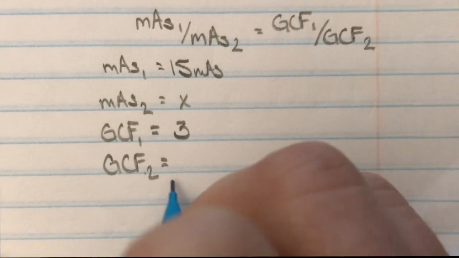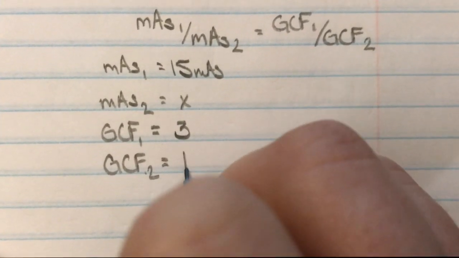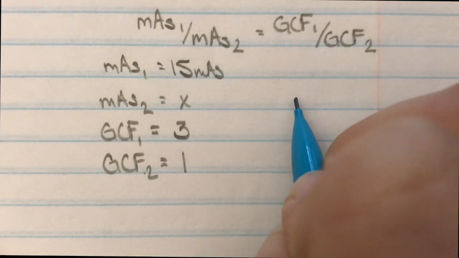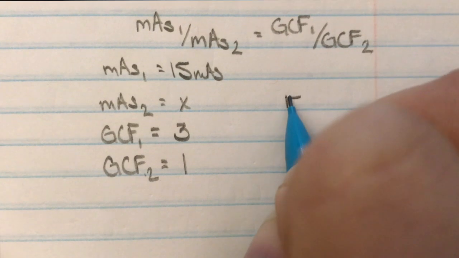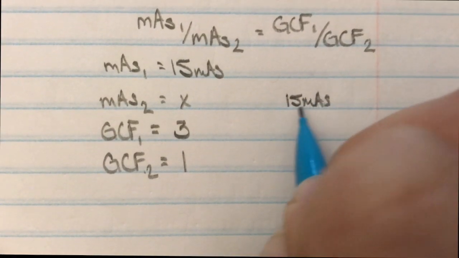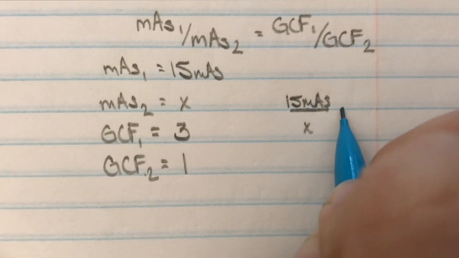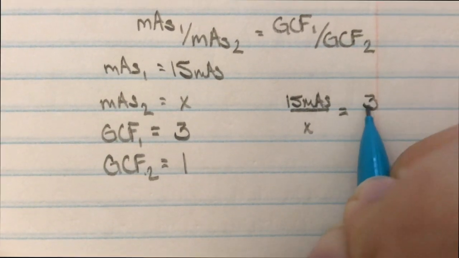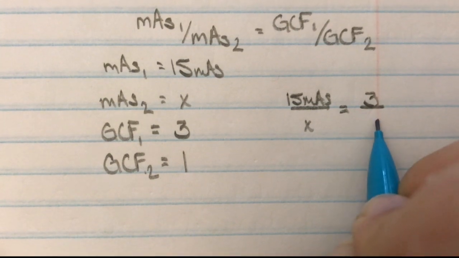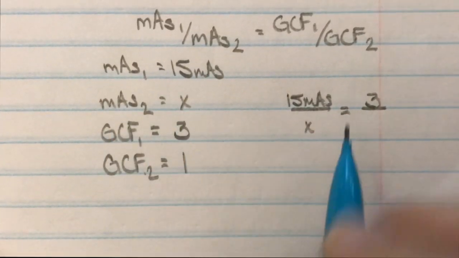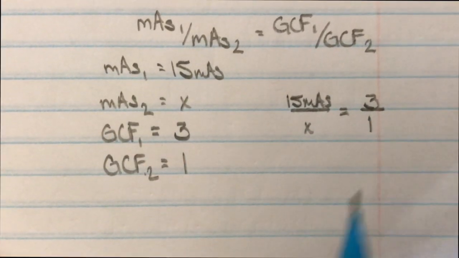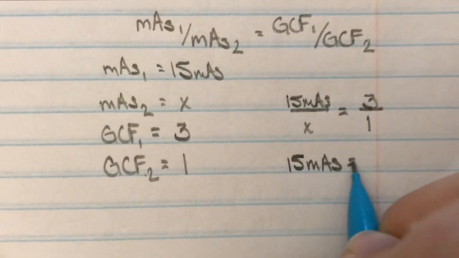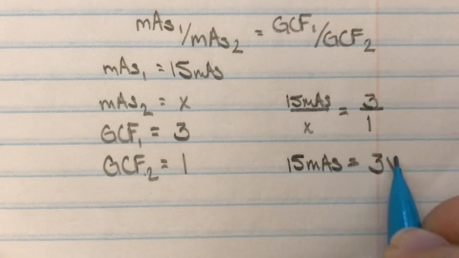without a grid. Grid correction factor with no grid is 1. So we have the information we need. We can set this up. So we have 15 MAS over, we don't know MAS, is equal to the grid correction factor for that was 3, and the grid correction factor for no grid, which is what we're using in the second scenario, is 1. So we have 15 MAS is equal to 3x.